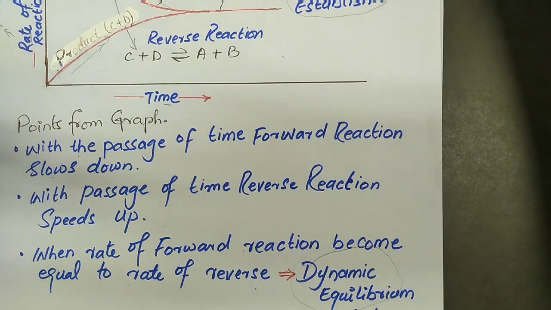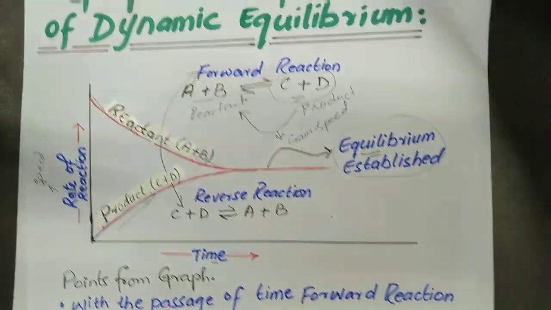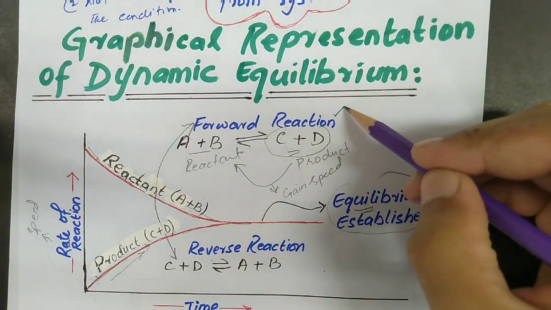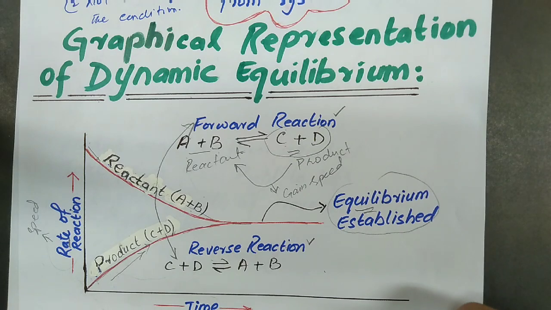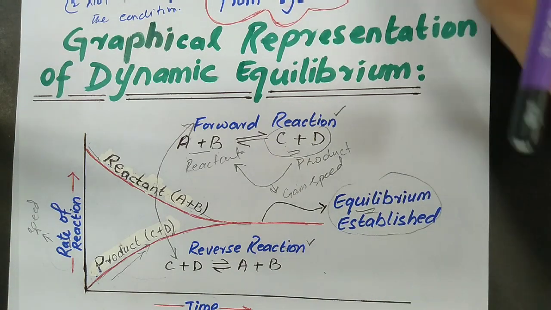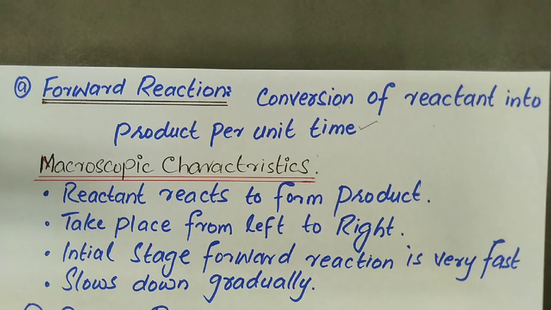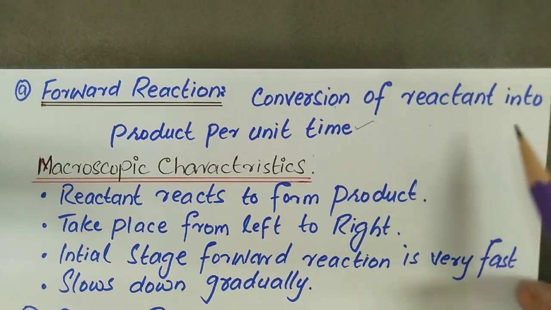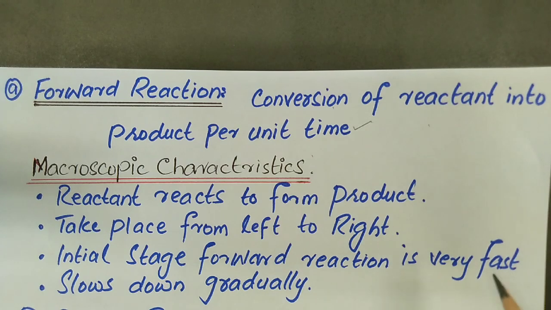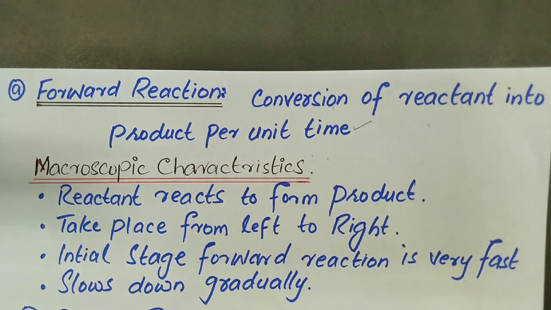Okay, the last point. As we were discussing the two points frequently and continuously, that is the forward reaction and the reverse reaction, what actually are the forward reaction and the reverse reaction? Quickly, forward reaction. Forward reaction is a reaction in which the reactant converts to the product. That is, conversion of reactant into product per unit time is called forward reaction.